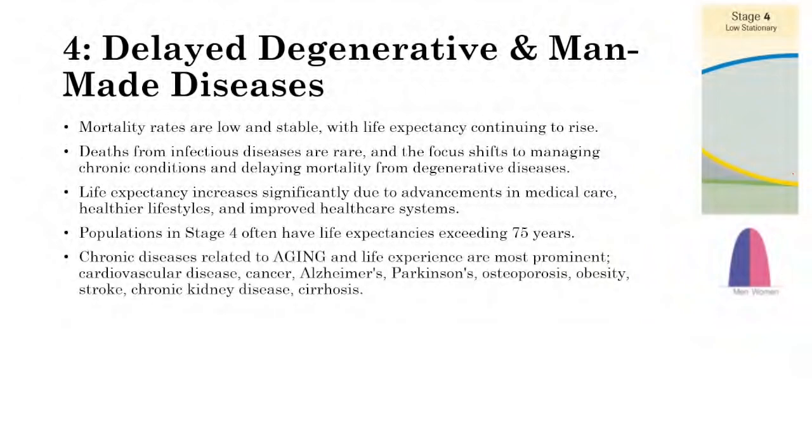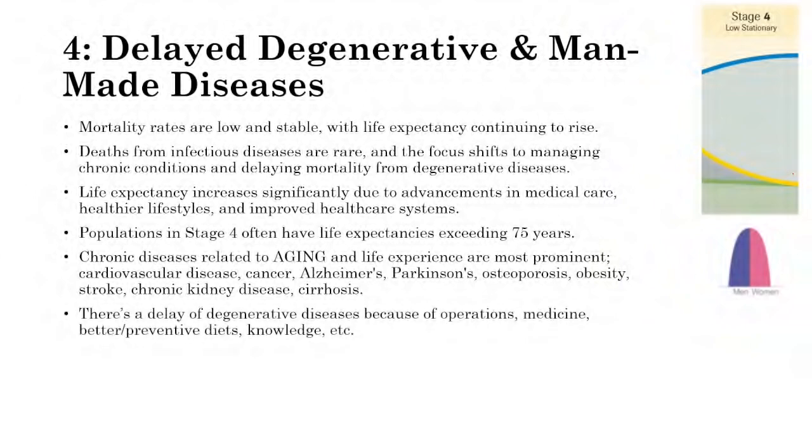We see chronic diseases associated with aging and life experience. So these diseases are more prominent in elderly individuals than the youth. Stuff like cardiovascular disease, cancer, Alzheimer's, Parkinson's, osteoporosis, obesity, stroke, chronic kidney disease, and cirrhosis. There's a delay in degenerative diseases because of operations, medicine, better and preventative diets, knowledge, etc.